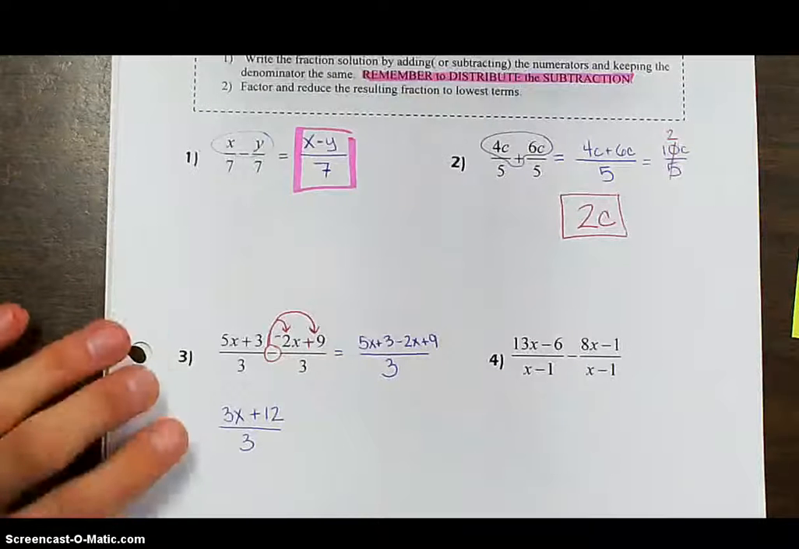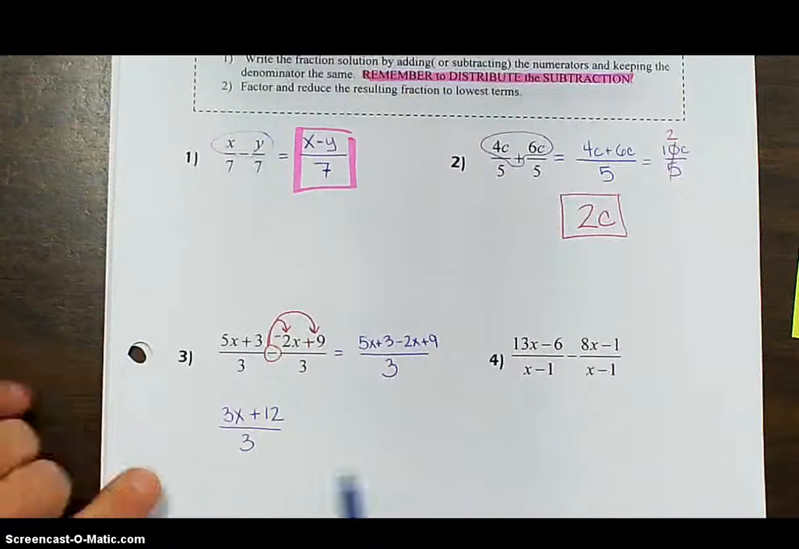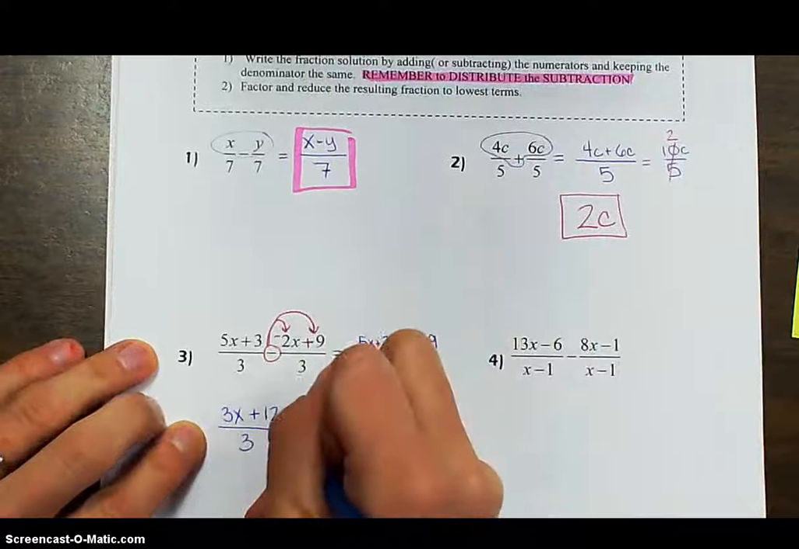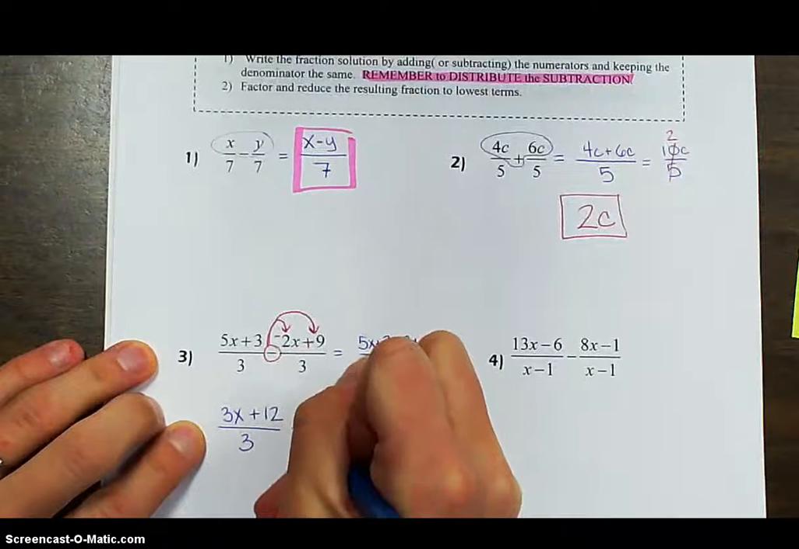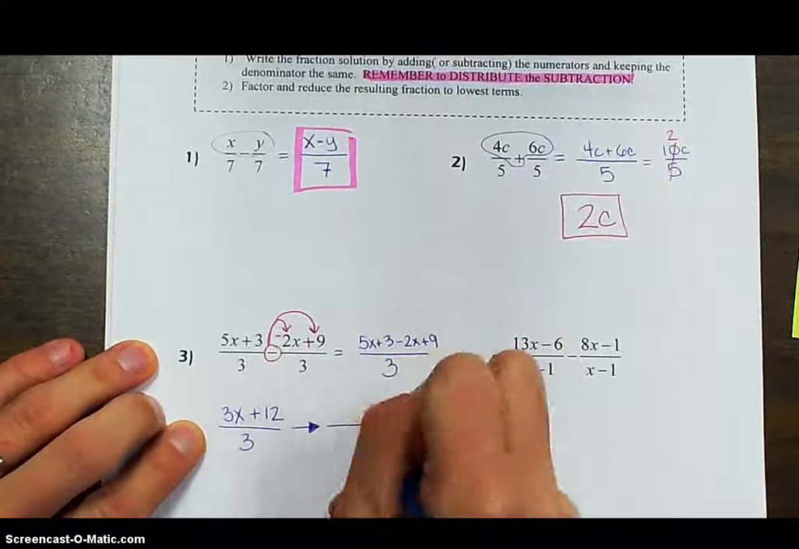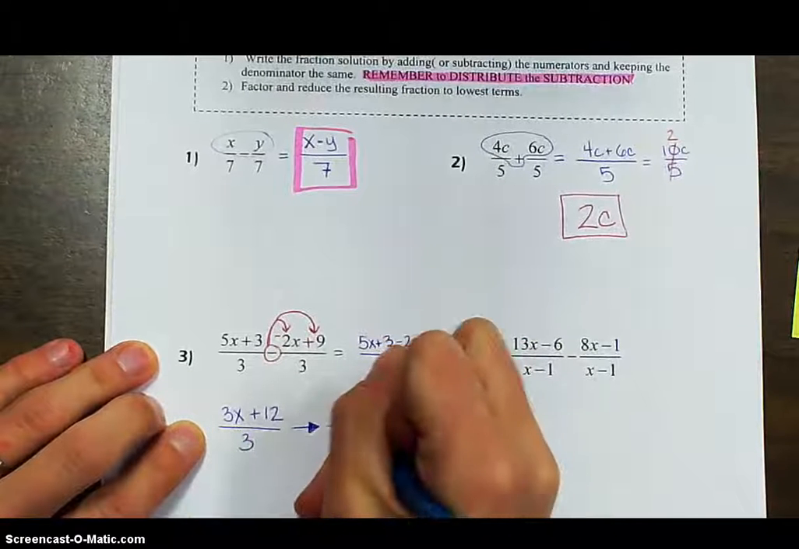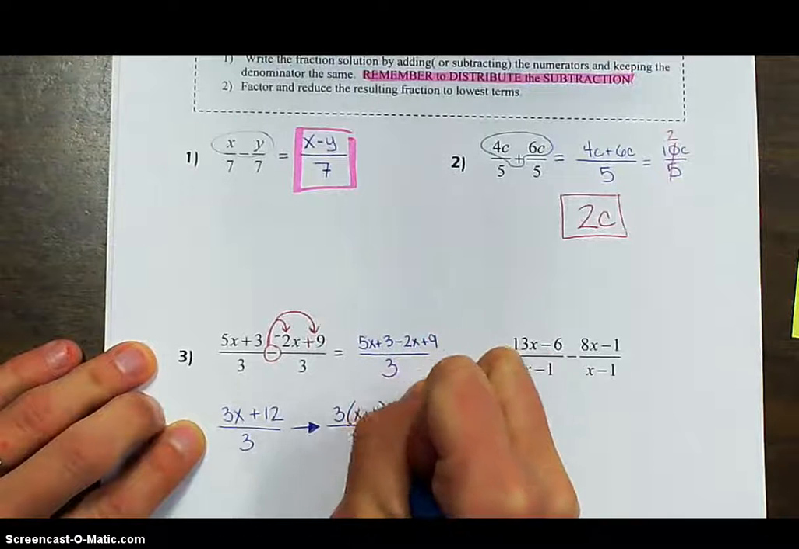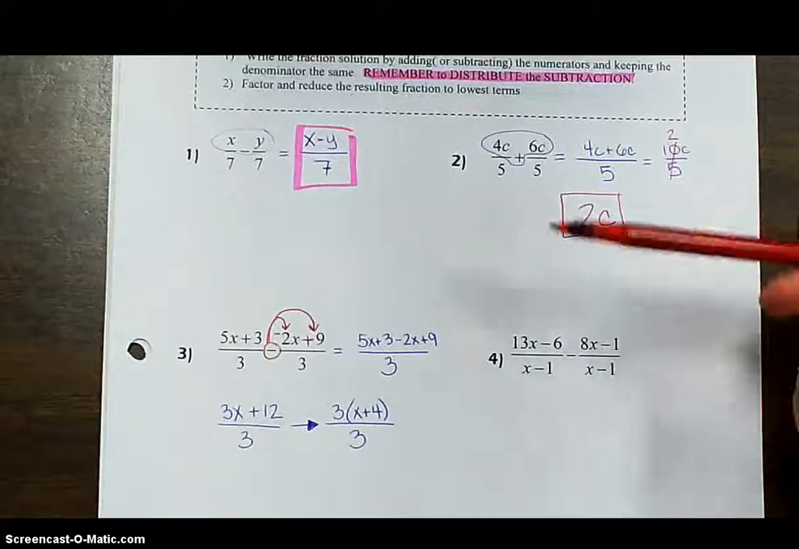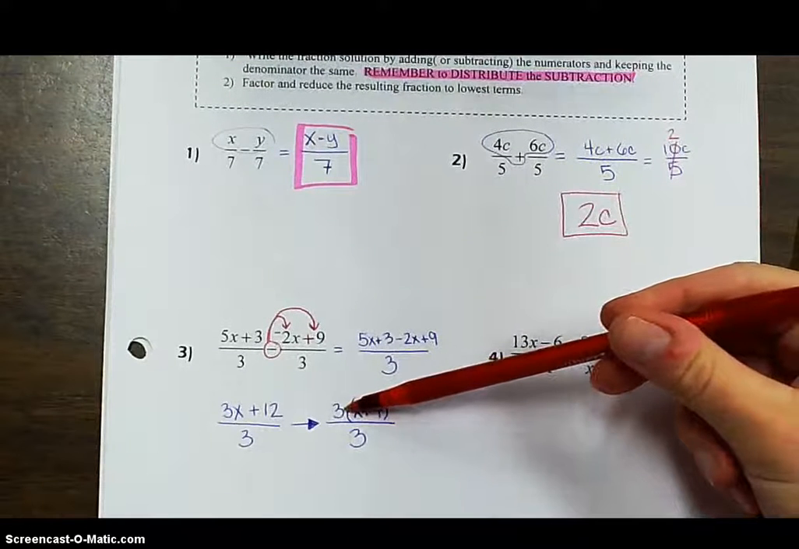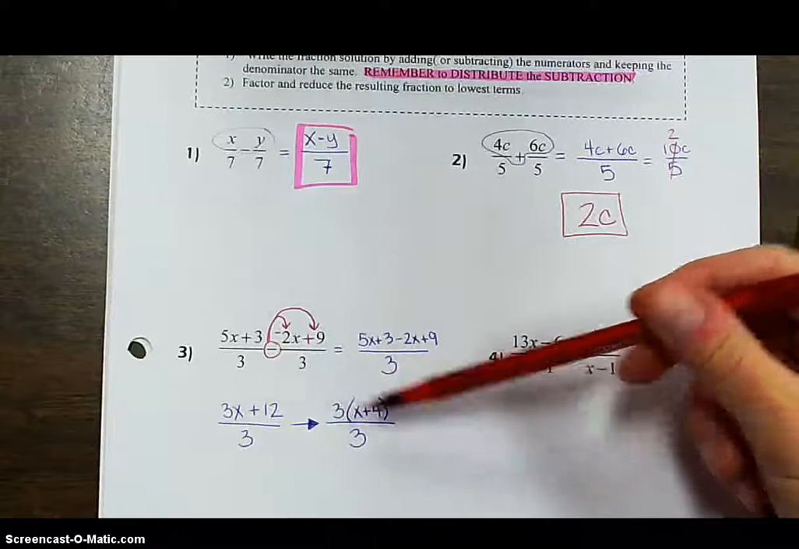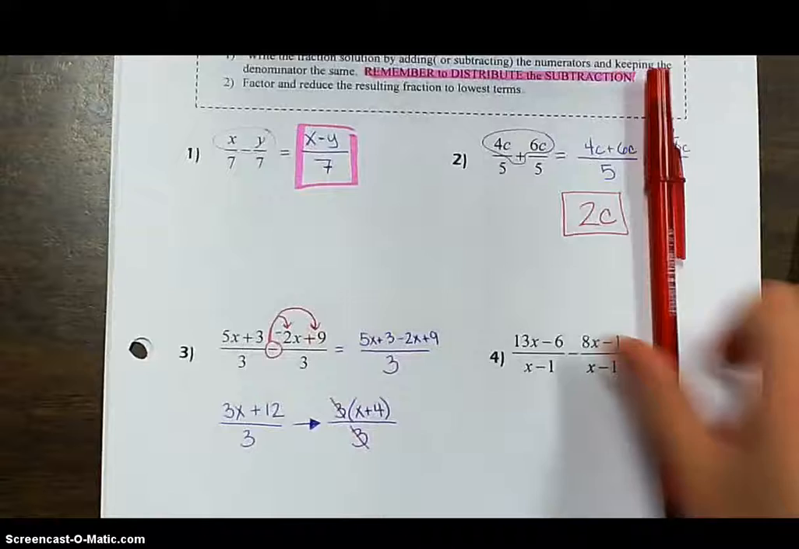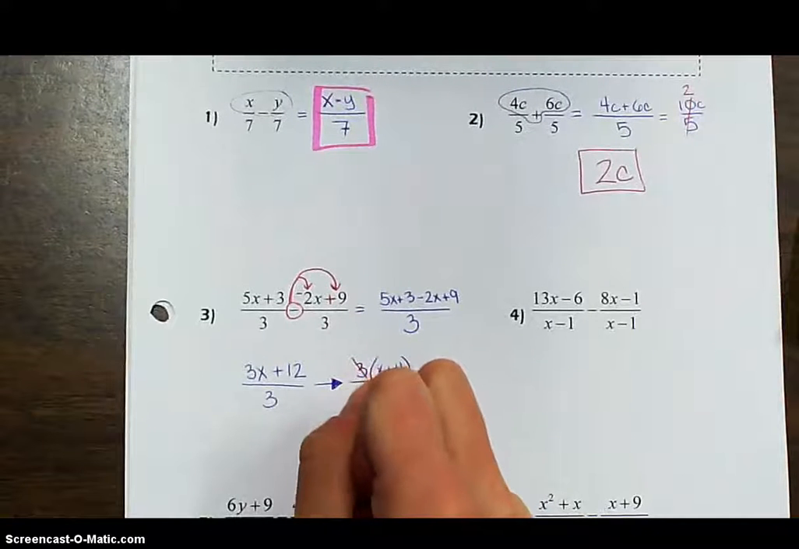Now, look carefully. Now that we've combined our like terms, can we factor? Look at the numerator. This is a binomial. Is there a GCF? Yes, there is. So I'm going to factor out a 3, and we get x plus 4 all over 3. Now, if I look carefully, I have a 3 as a coefficient on the outside of the parentheses and a 3 as a monomial on the bottom, so my 3's can cancel. So my final answer is x plus 4.